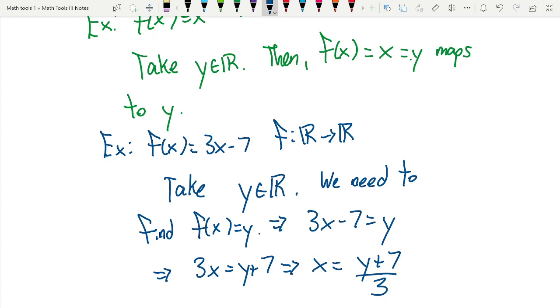So does this element x that we just found, where x is equal to y plus 7 divided by 3, exist in the real numbers? Well, yes, it's guaranteed to, because y is also in the real numbers. It's just any real number. You can add 7 to a real number. You can divide by 3 in the real numbers, and it's still going to be a real number. So this element x does exist in the domain. So this is an onto function. So we could say this is equal to R, which refers to the set that is our domain.